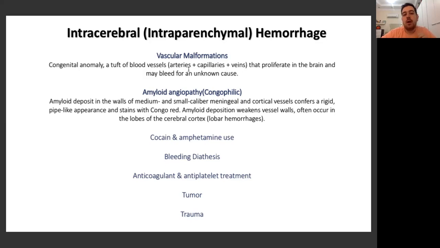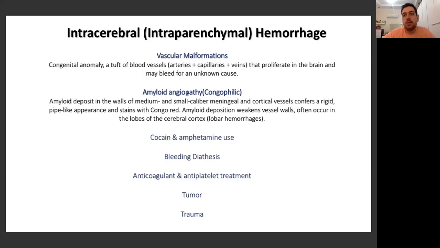Okay. And by the way, a vascular malformation can either lead to an intraparenchymal hemorrhage, in most cases, or sometimes it can even lead to a subarachnoid hemorrhage. If it is very near to the meningeal area, then yes, you can develop a subarachnoid hemorrhage.